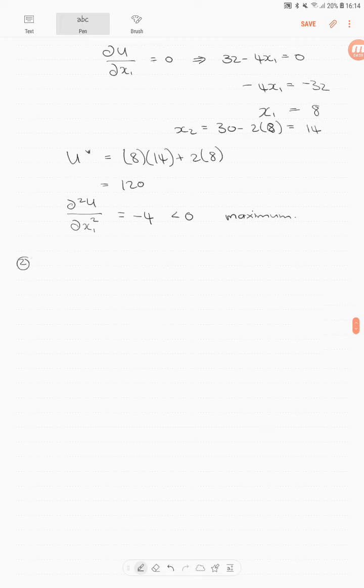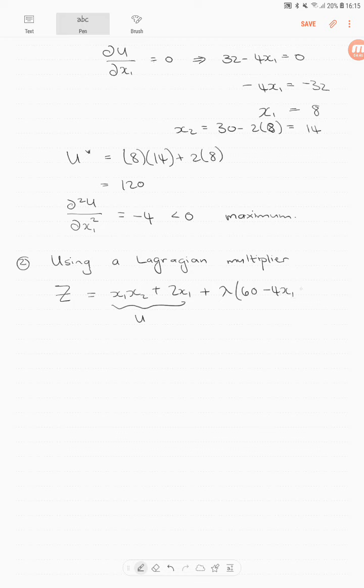The second way is using a Lagrangian multiplier. This you will have used in microeconomics. So we use our new function, which is z, equal to x1 x2 plus 2x1, which is u, plus lambda times (60 minus 4x1 minus 2x2), and this is our constraint, which I have set equal to 0.